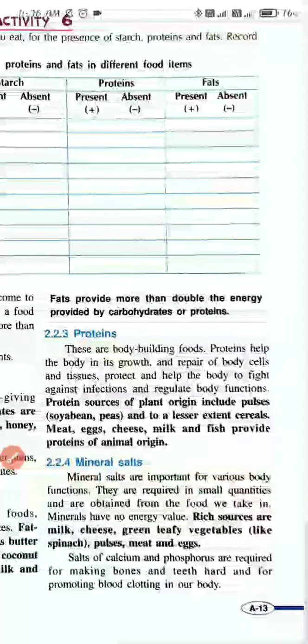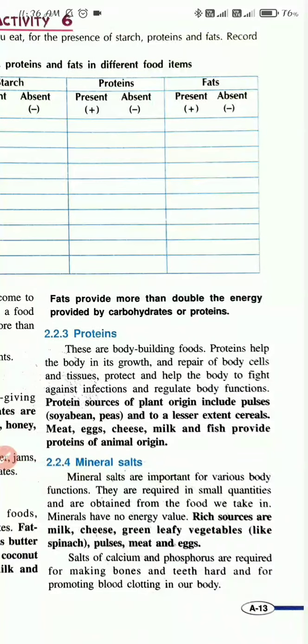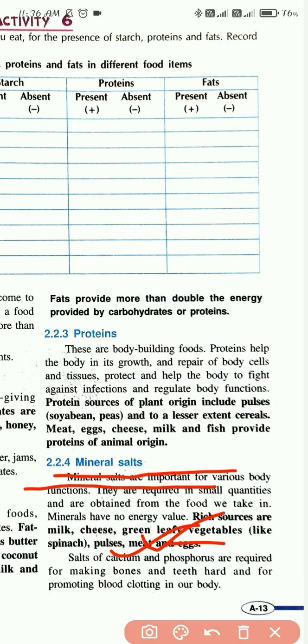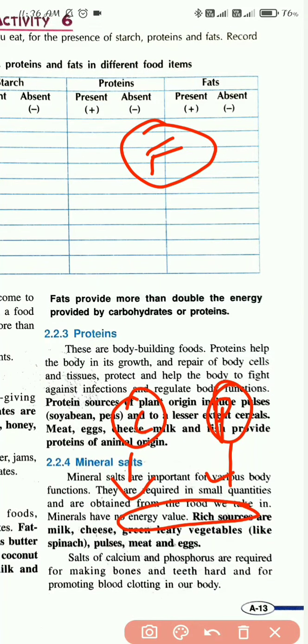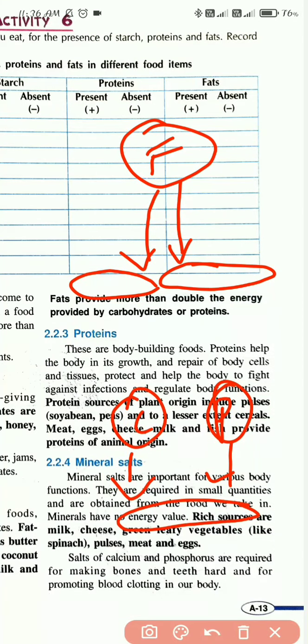Fats provide more than double the energy provided by carbohydrates or proteins. So when you eat foods rich in carbohydrates or proteins, you will get a definite amount of energy. But if you eat foods that are rich in fat, what will happen? You will get more than double the energy.